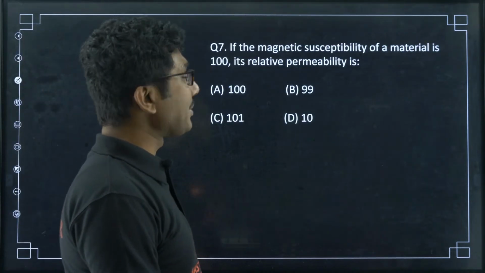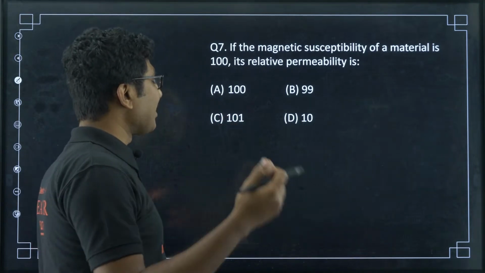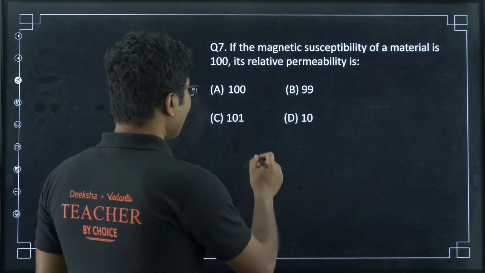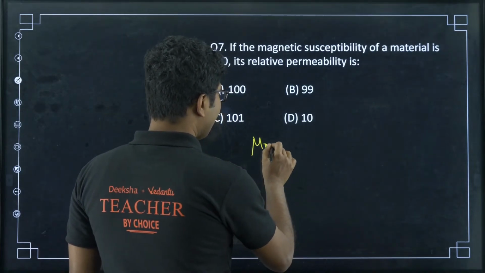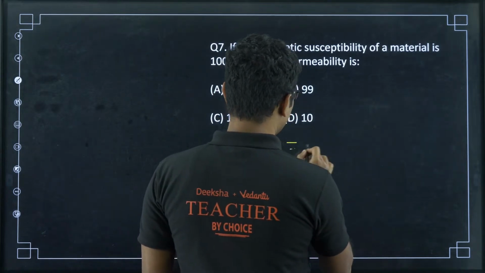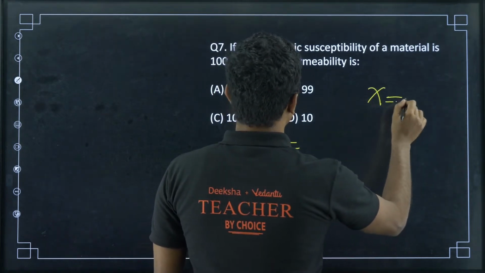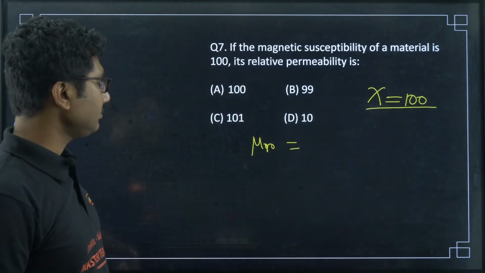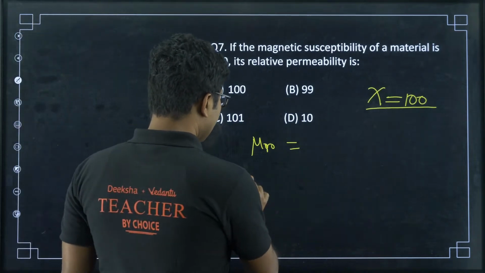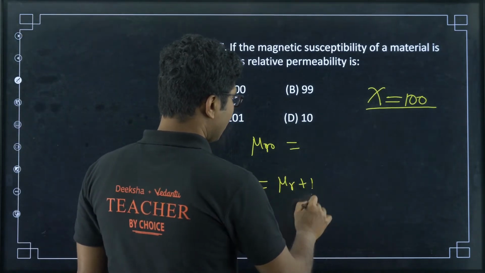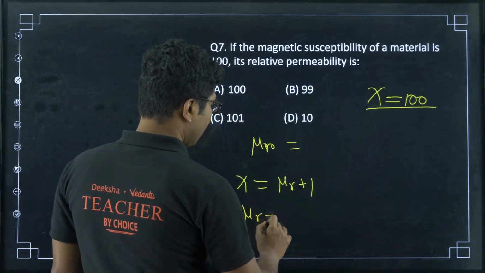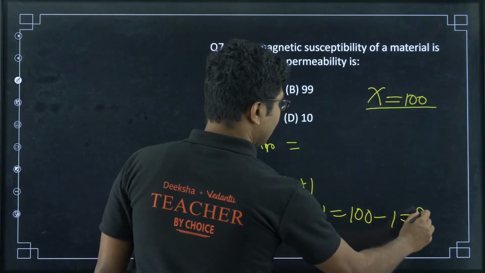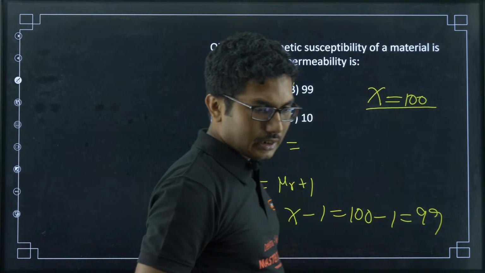If the magnetic susceptibility, and don't do internet research while I am answering. The magnetic susceptibility of a material is 100. Its relative permeability, what is mu r? Chi is given as 100. What is the relationship between chi and mu r? Chi is equal to mu r plus 1, so mu r will be chi minus 1. So it will be 100 minus 1, that is 99. If you don't remember the formula, this is the answer.